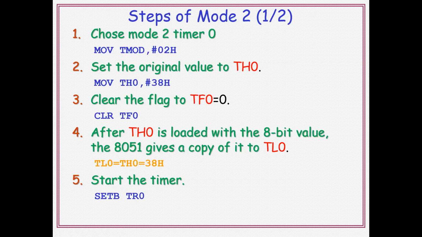The first step is mode selection, timer selection. The second is the initialization value. The third is clearing the flags. The fourth is starting the timer. So this step, the copy of the value, is performed automatically and internally, and then the next step is to start the timer.